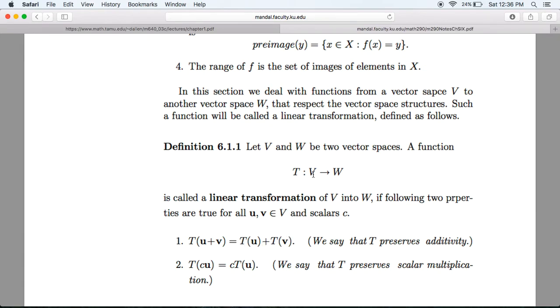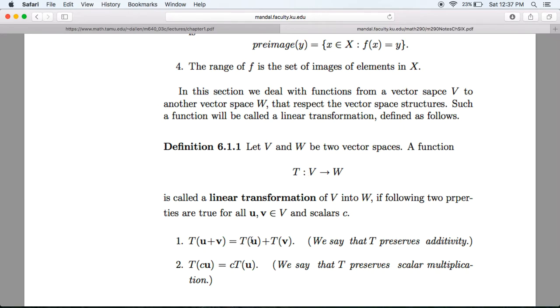Note that u and v are vectors in capital V, and their addition will also give me a vector in capital V. This is because V is a vector space. And transforming that vector u plus v will give me a vector in this codomain space W. And moreover, Tu and Tv are also in W because u and v are in V.